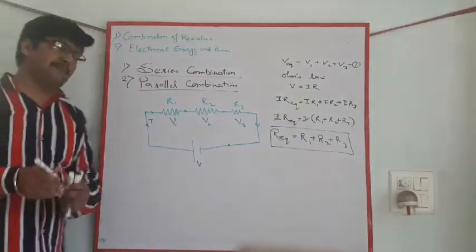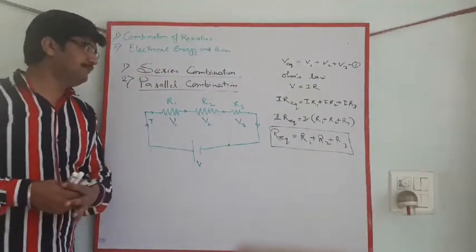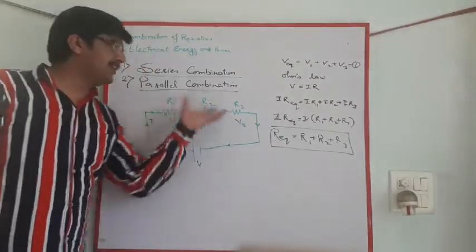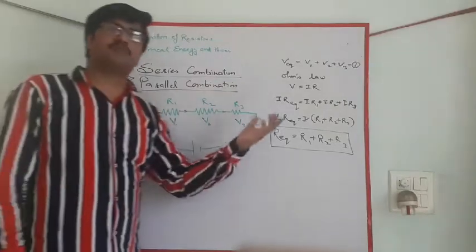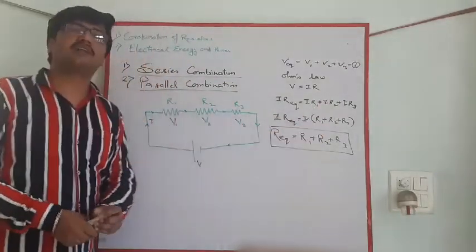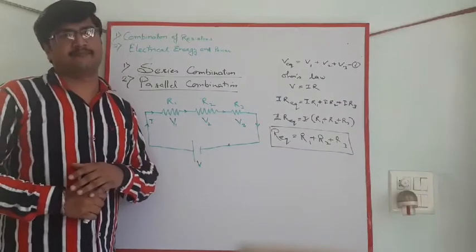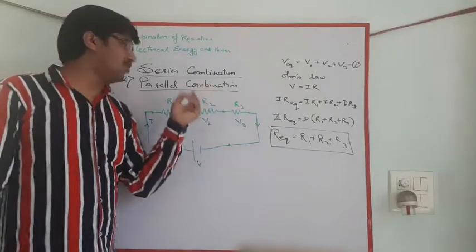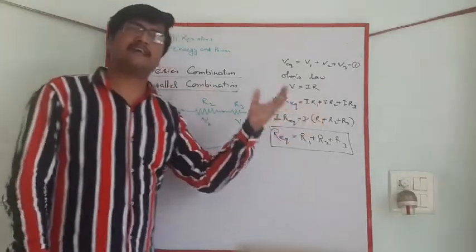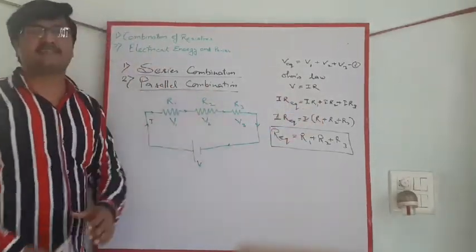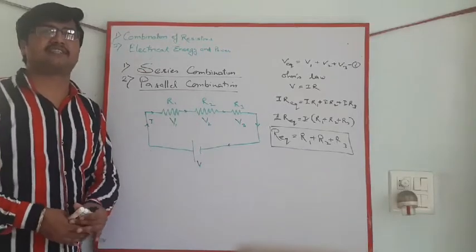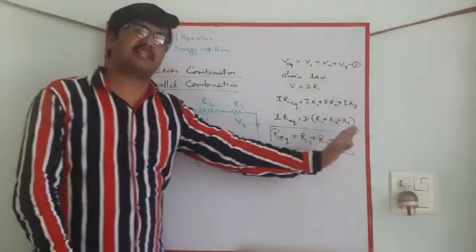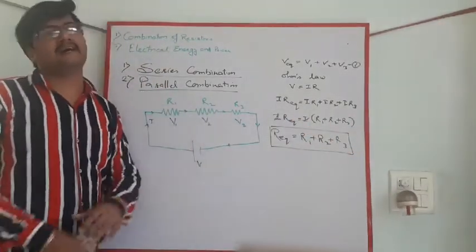So in series combination, the equivalent resistance given by the combination of resistors is equal to the sum of the resistances of all the resistors. As many resistors are connected, the algebraic sum of their resistances gives the total, equivalent resistance of the circuit. So the equivalent resistance of the circuit is equal to R1 plus R2 plus R3, that is, the algebraic sum of all the resistances.